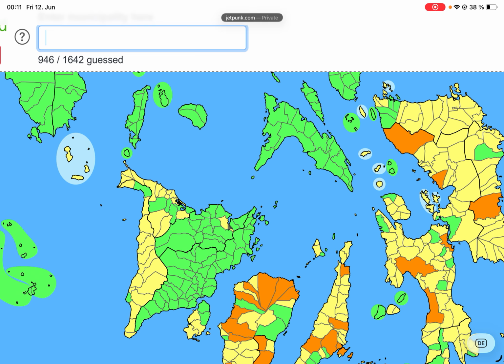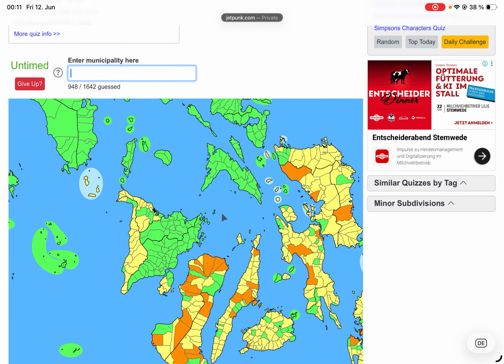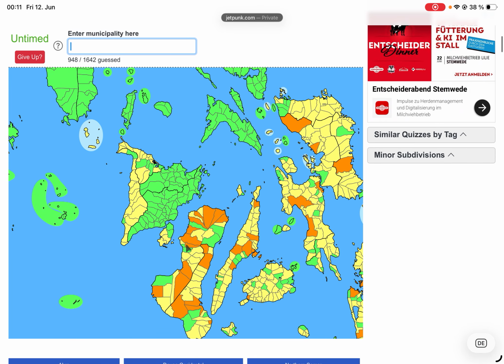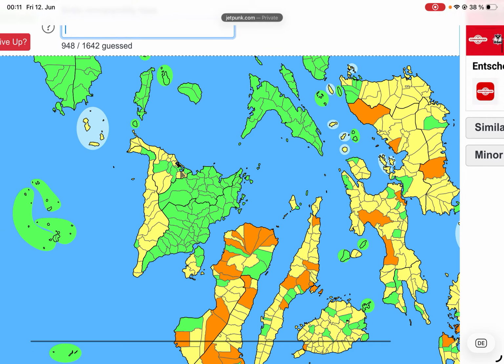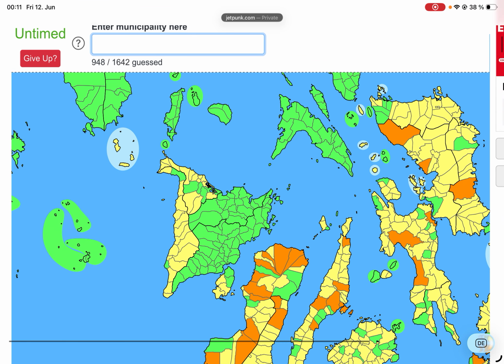Now what is this? Is it Pontevedra? Okay, so Pontevedra is also, like, there's another municipality called Pontevedra right here, but it's part of a different region, so yeah, but sometimes I just mix them up anyways.